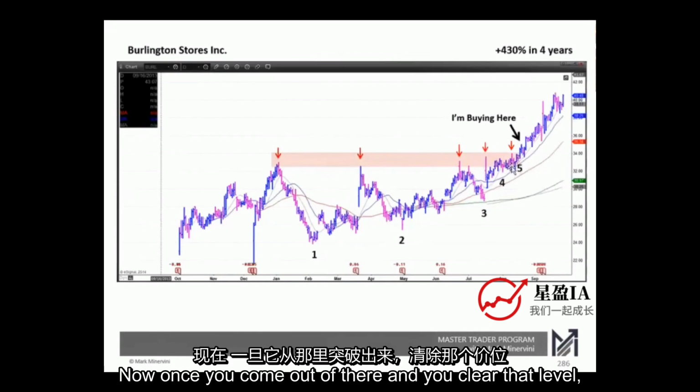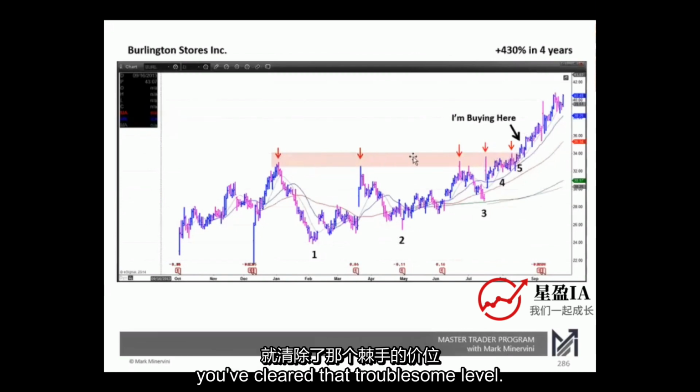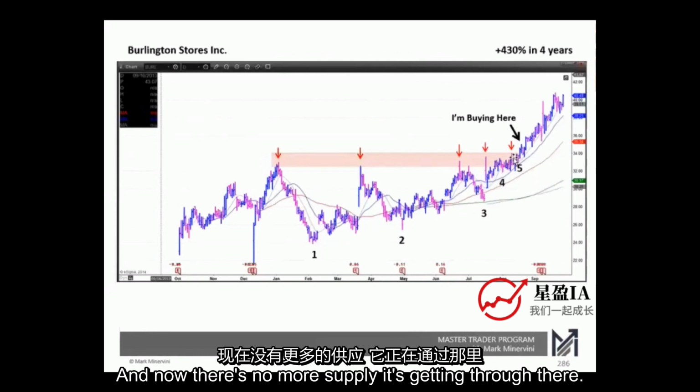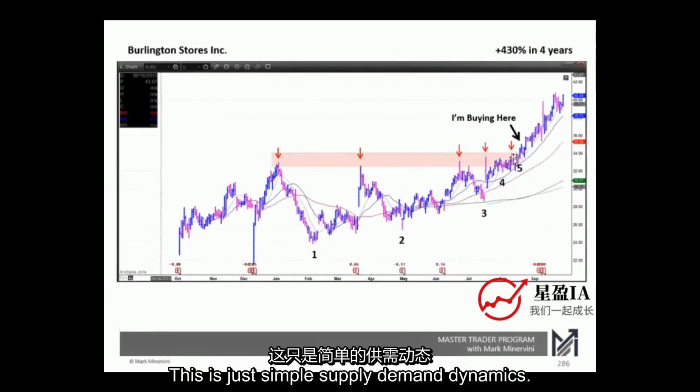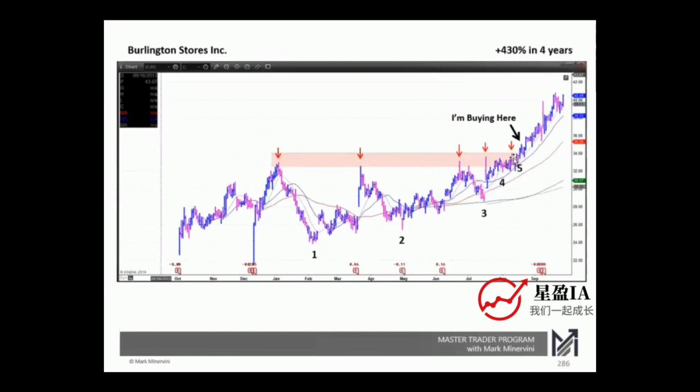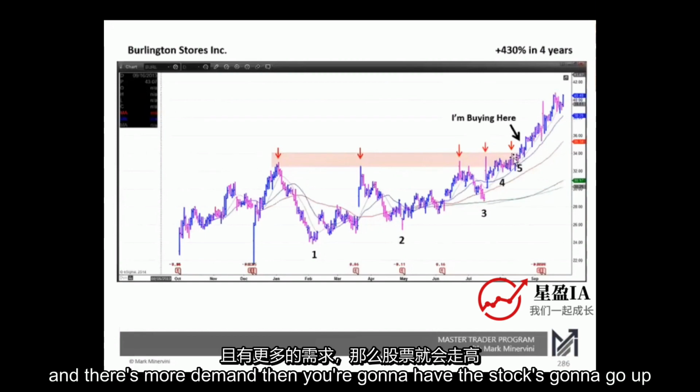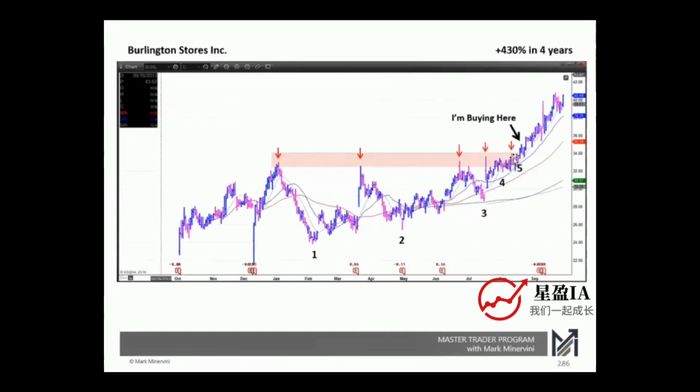Once you come out of there and clear that troublesome level, it also gives you some assurance that supply has stopped coming to market, and now there's no more supply getting through there. This is just simple supply and demand dynamics. If there's only X amount of shares in the float, and there's more demand, the stock's going to go up. If there's so much demand but more shares for sale, the stock's going to go down.